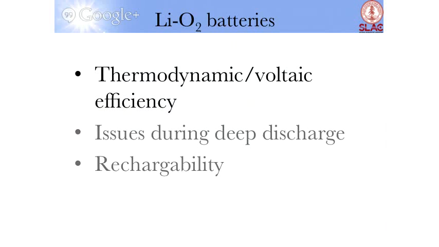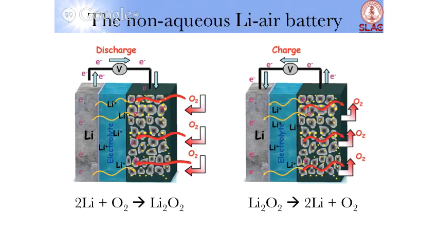So first, we'll focus on the thermodynamic or the voltaic efficiency. So the thermodynamic or voltaic efficiency essentially is how much energy do I get out in a discharge cycle versus how much energy I have to put in during the charging cycle. So that essentially defines the cycle efficiency.